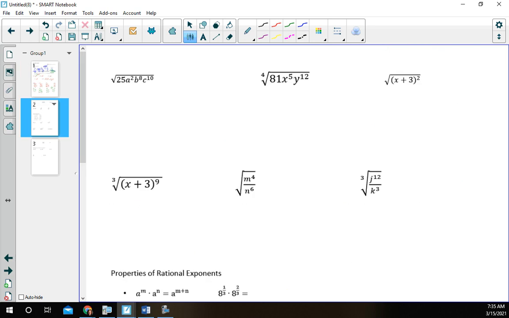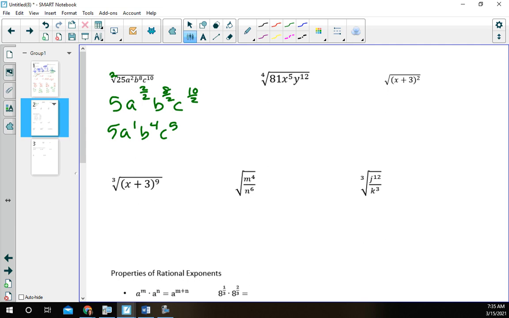Okay, our next ones here, we're going to be simplifying quite a bit more. So I'm going to put that 2 out there. I automatically know the square root of 25 is 5, so I'm not even going to worry about changing it to 25 to the 1/2. I'm just going to write it as 5 and convert all the other ones. So A to the 2/2, B to the 8/2, and C to the 10/2. So this is going to be 1, 4, and 5.